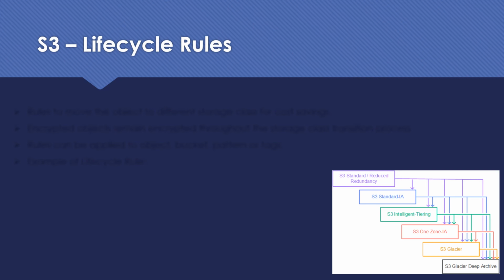From S3 intelligent tiering, we can move to one zone IA, Glacier, Glacier Deep Archive, and from one zone IA we can move to Glacier, Glacier Deep Archive, and from Glacier we can only move to Glacier Deep Archive. So with these rules, we can put a rule on an object so that it will automatically be moved from one storage class to another storage class after a duration of time.